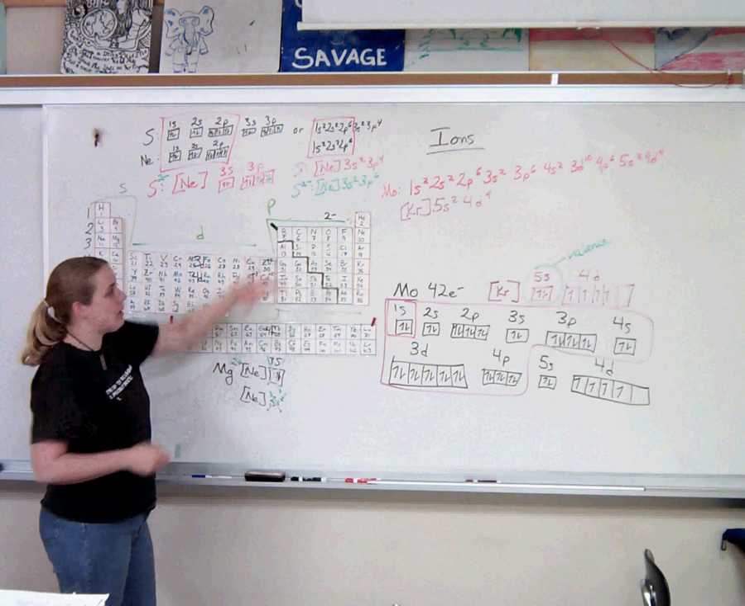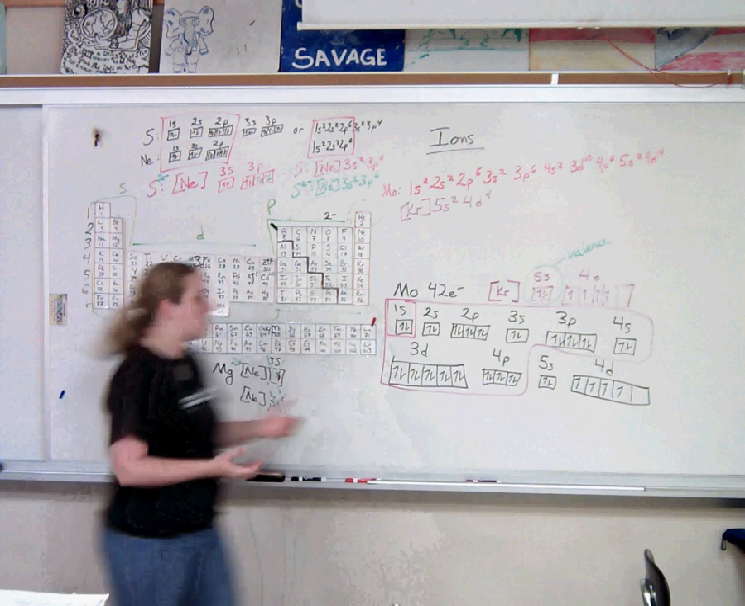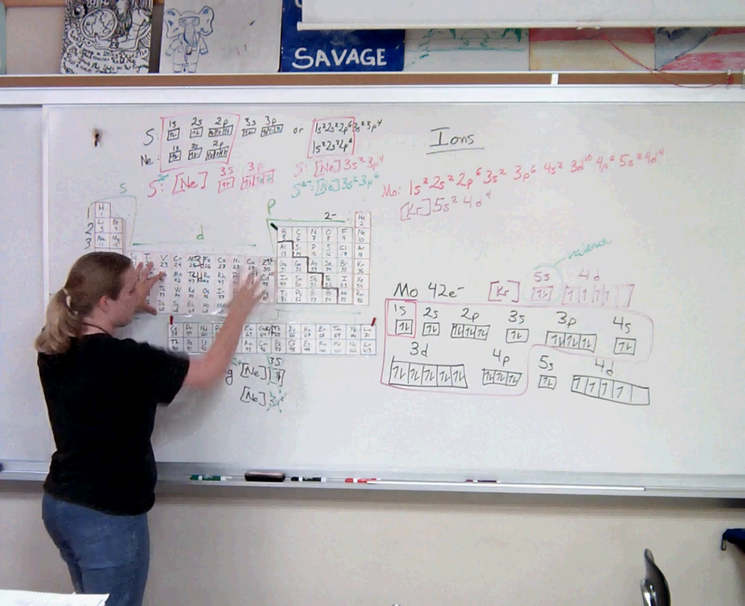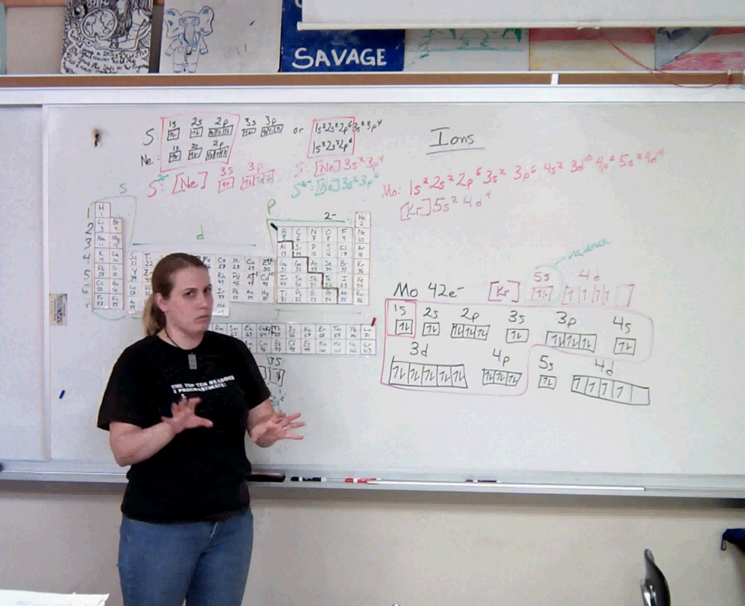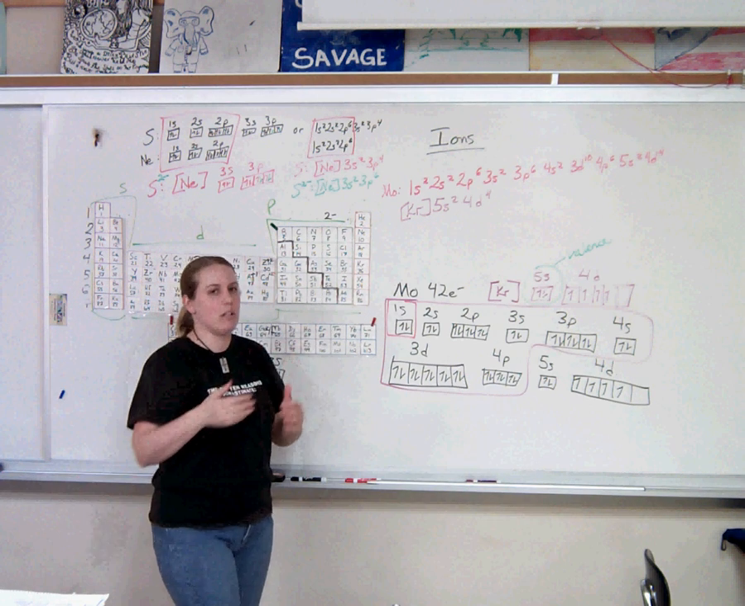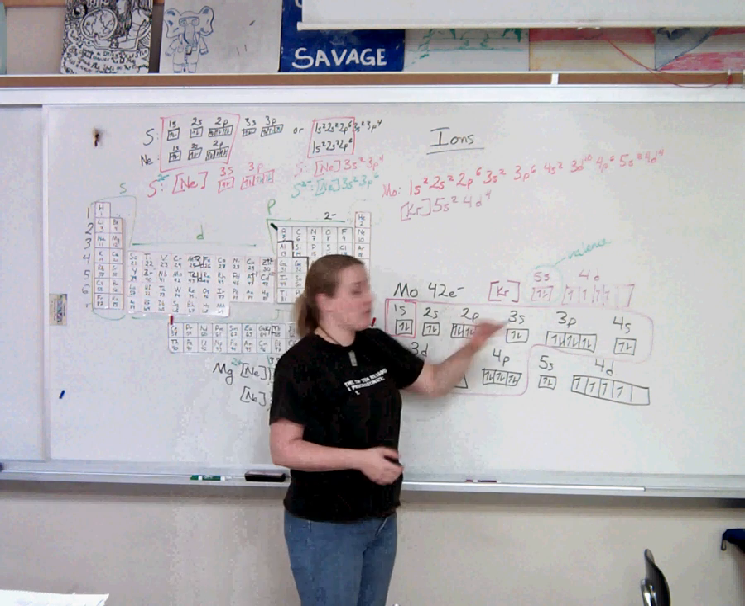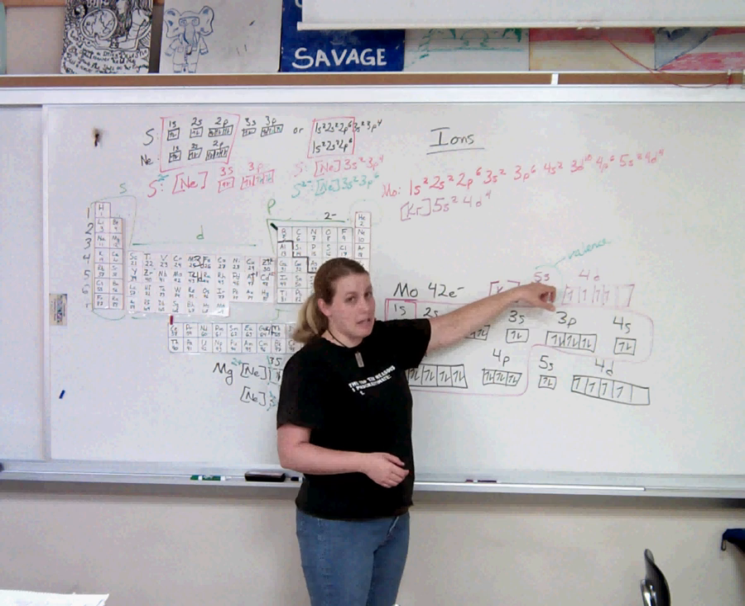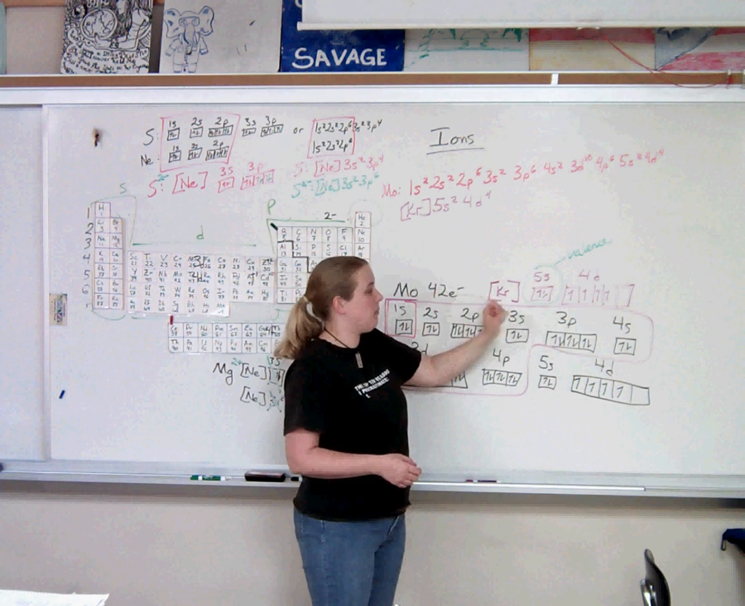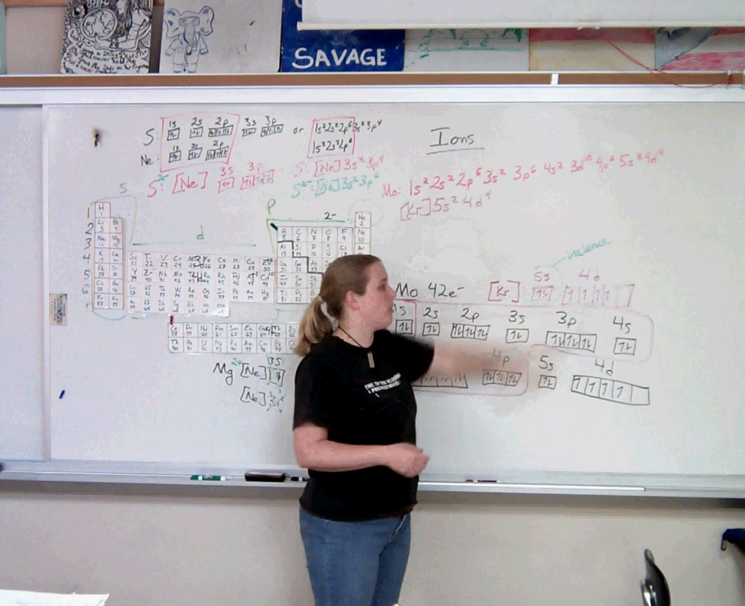What about molybdenum? What's it going to lose? Molybdenum has a lot of options, and that's what happens when you have transition metals. They can have multiple options of losing. They always lose, but they can lose different numbers of electrons depending on what they're trying to do. Remember in the last video we talked about how the valence electrons are actually the ones in the s because they are in the outermost energy level. 5s is farther out than 4d.